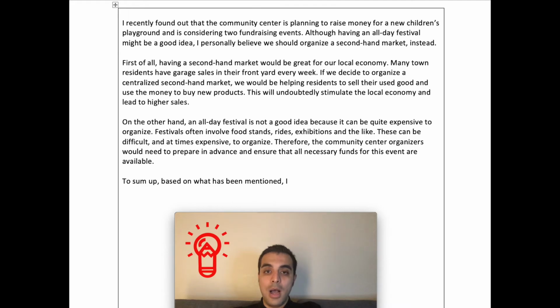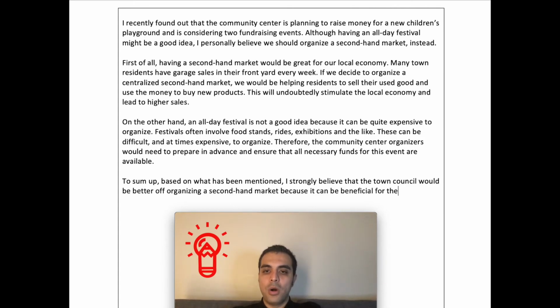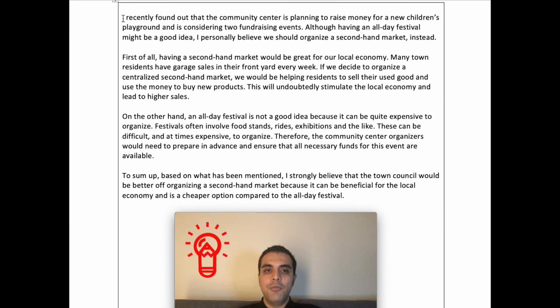And then I'm going to say, I strongly believe that we would be, or not just we, so the town council would be better off organizing a second-hand market because it can be beneficial for the local economy and is a cheaper option compared to the all-day festival.